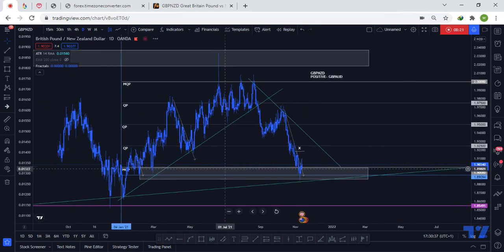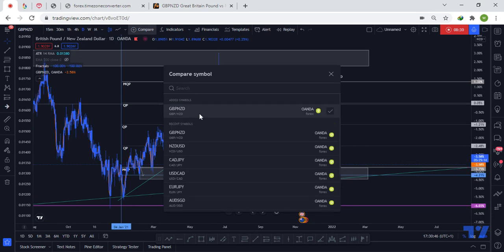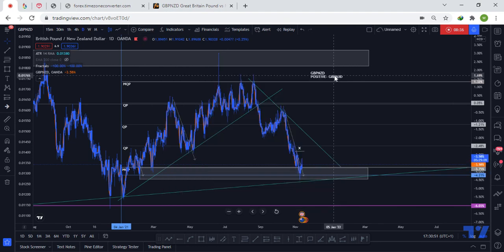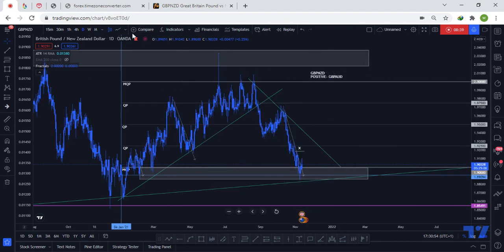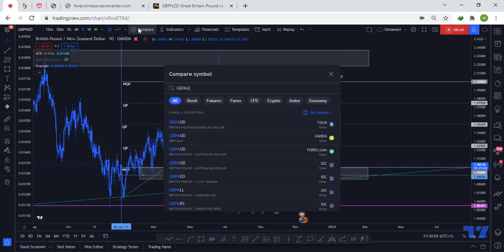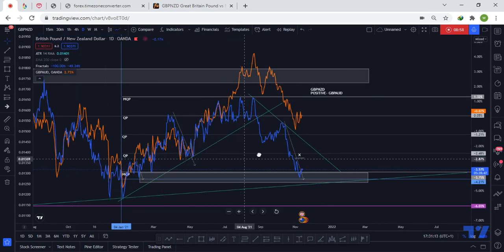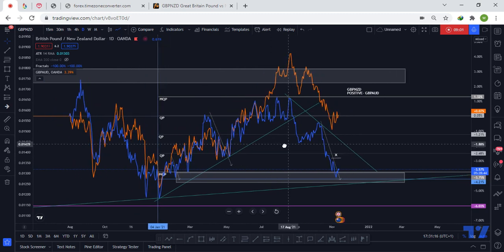Just a proof of correlation, let me show you how that looks. Okay, I'm on VPN, sorry. Proof of correlation: I would bring out the GBPAUD pair and the GBPNZD pair to see how they've been correlating over the months.